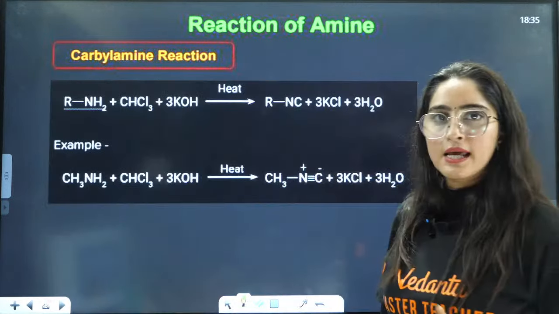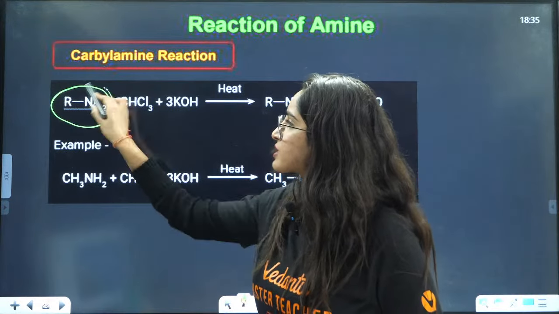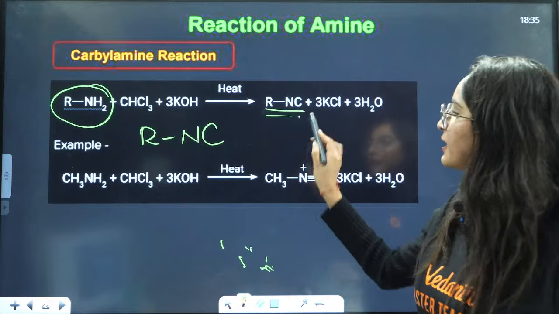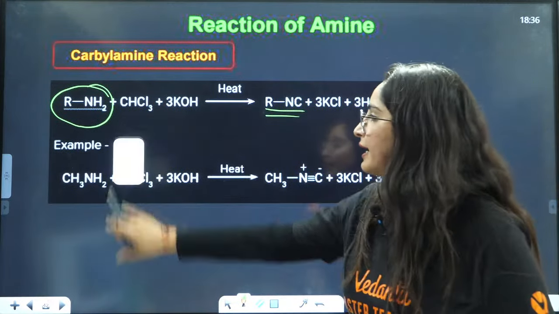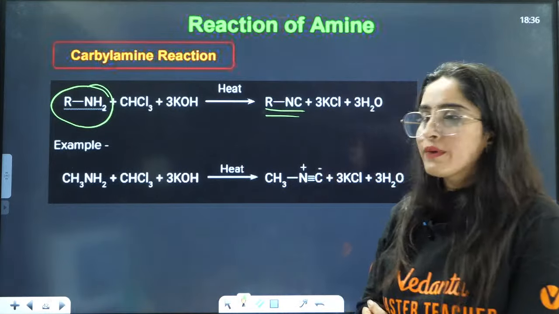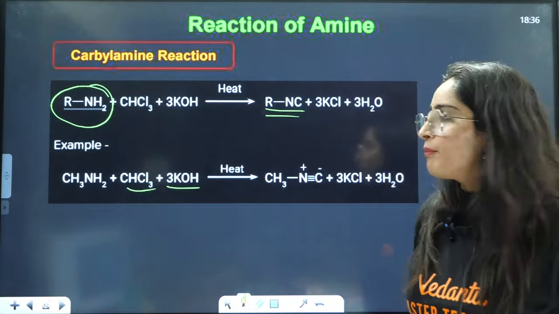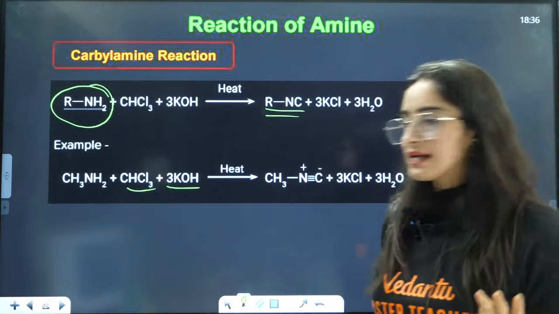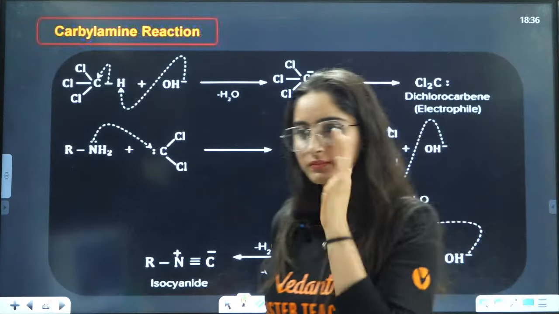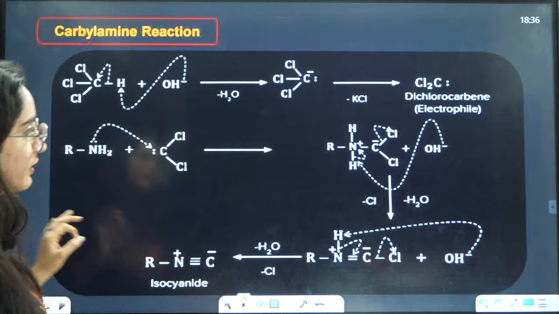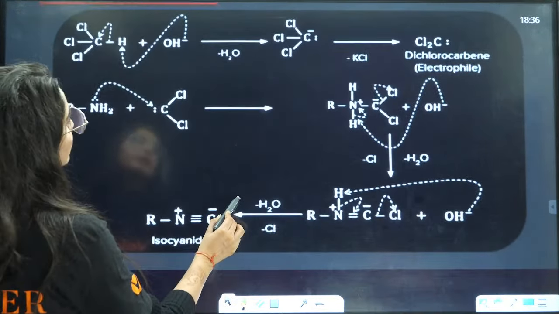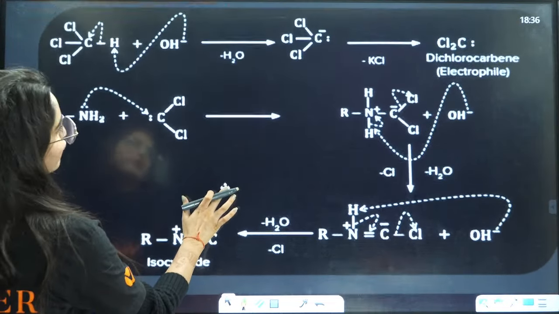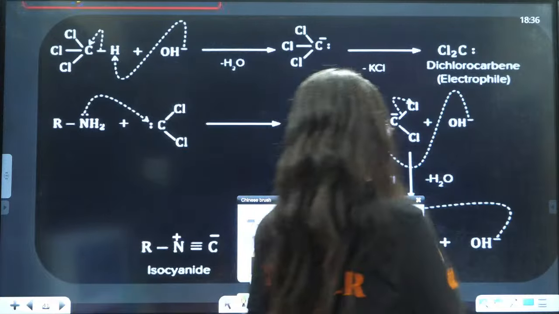So now let us see this test. Basically, RNH2 is converted to RNC, that is called isocyanide, right? So you have CH3NH2 in the presence of base and chloroform. This RNH2 is converted to RNC. So now let us see the mechanism here. Mechanism is very important here. All the mechanisms that I'm telling you are important are actually very important for you, right? So let us see what is happening here.